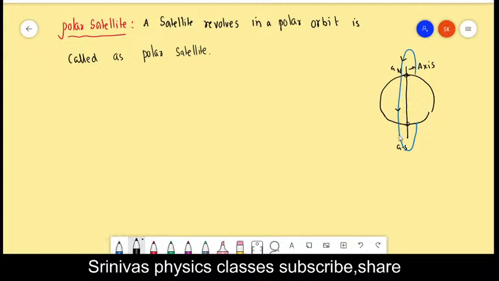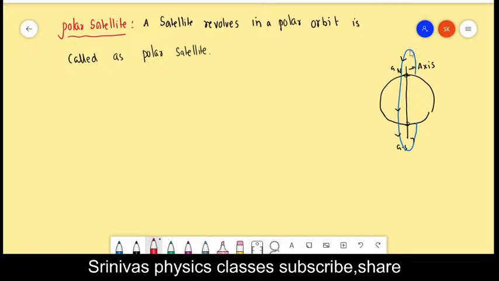Its orbit is perpendicular to the equatorial plane. Previously, the geostationary satellite revolved like this, in the equatorial plane. But this one is in a plane that is perpendicular to the equatorial plane, right? And around the poles it will revolve. This is the polar orbit.